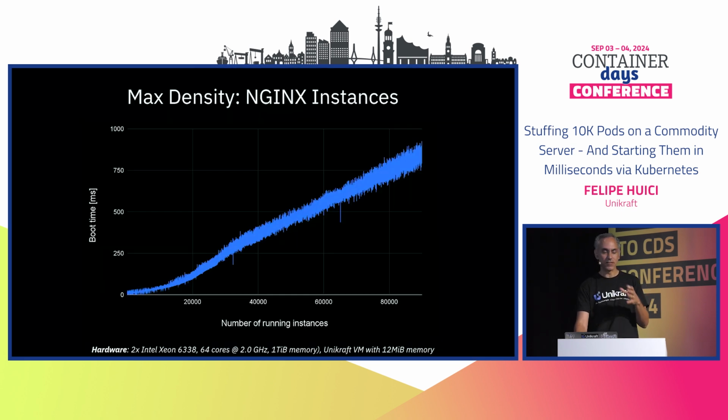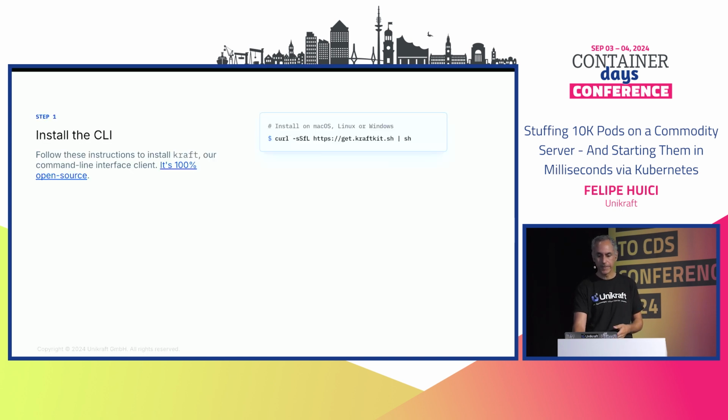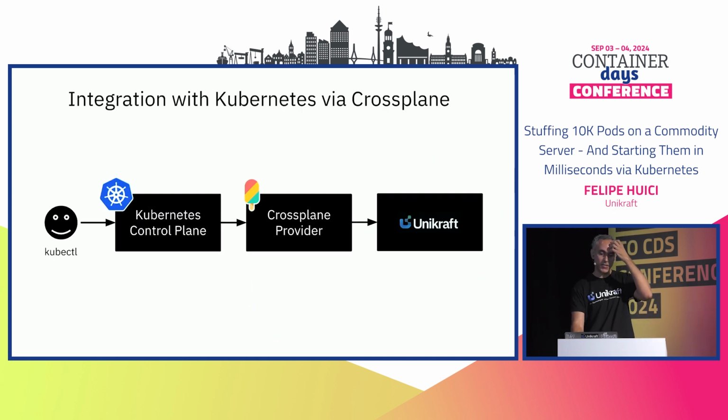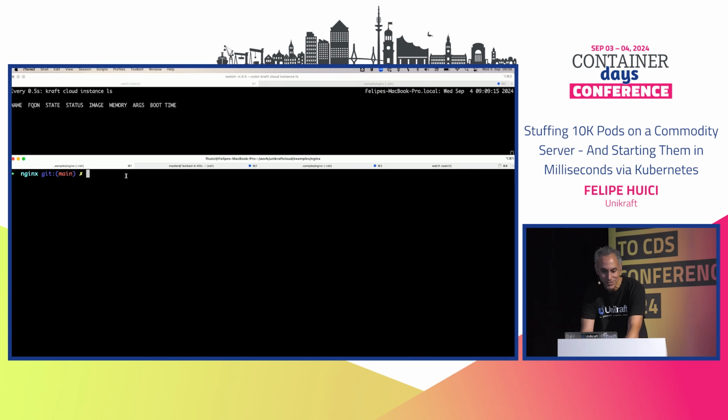Just to give you a little taste, this is 80,000 Nginx virtual machines running on a single server. We built something called Unikraft Cloud based on that. I won't have a whole lot of time to describe it, although I will demo it. Basically you install an OSS CLI tool, and then you deploy your app with a one-liner based on Dockerfiles, and then you get millisecond semantics. In this case, it says a boot time of 16 milliseconds. Okay, and with Kubernetes, what we did is, I'm not going to describe it in a whole lot of time because it's a lightning talk anyways, a Crossplane provider, and then we can talk to the platform, and then it's demo time. Let's see how the Wi-Fi treats me.